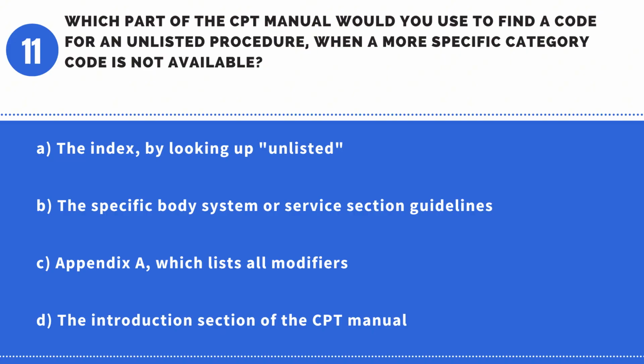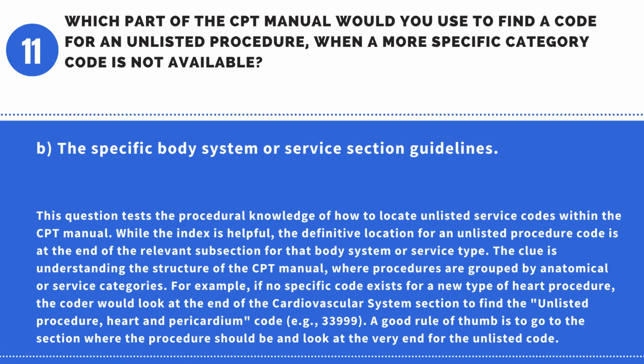Question 11. Which part of the CPT manual would you use to find a code for an unlisted procedure, when a more specific category code is not available? A. The index, by looking up unlisted. B. The specific body system or service section guidelines. C. Appendix A, which lists all modifiers. D. The introduction section of the CPT manual. Answer: B. The specific body system or service section guidelines.